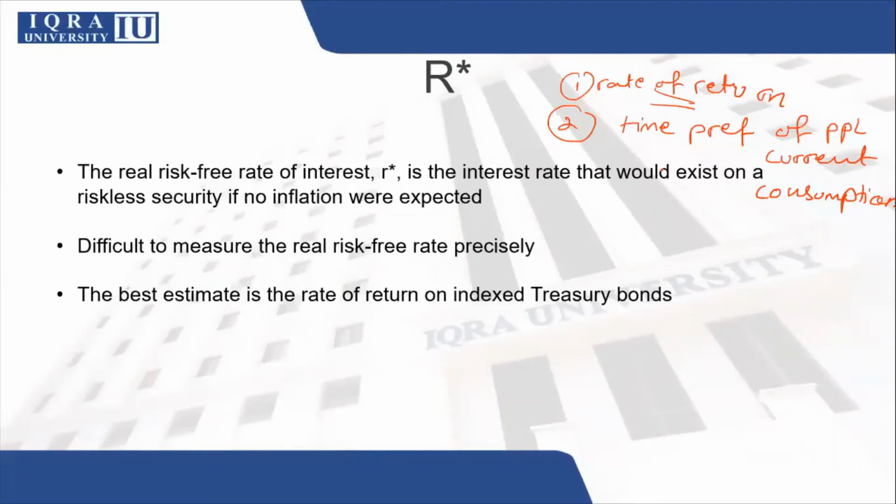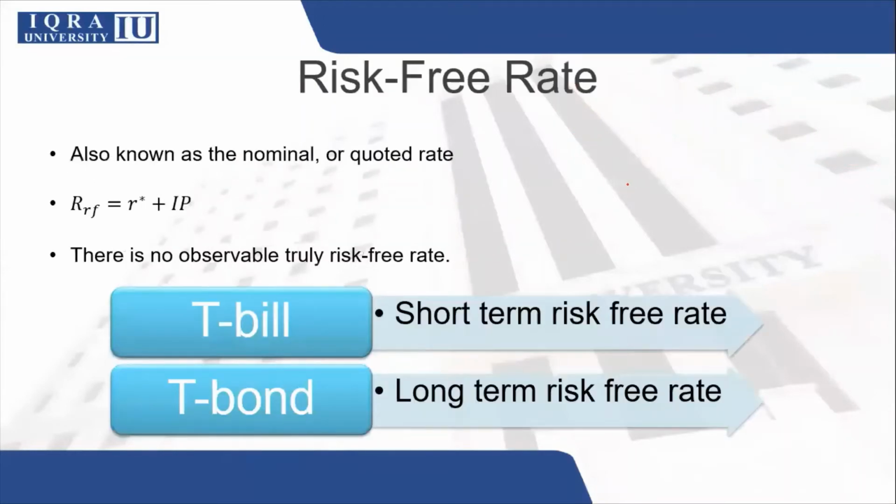It is quite difficult to measure the real risk-free rate precisely, but experts think that it ranges between 1% to 5%. And the best estimate for R star is the rate of return on inflation-indexed treasury bonds. Then moving ahead to the risk-free rate. Like already discussed, this is also called your nominal or quoted rate, and the risk-free rate is your R star, which is your real rate, plus the inflation premium.